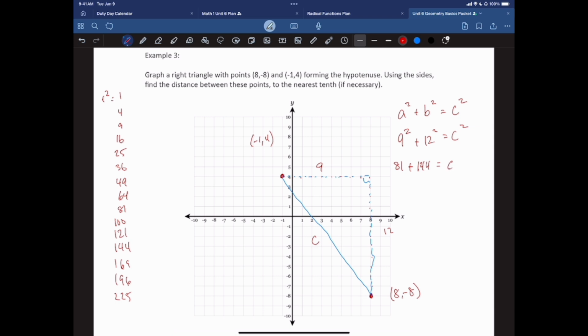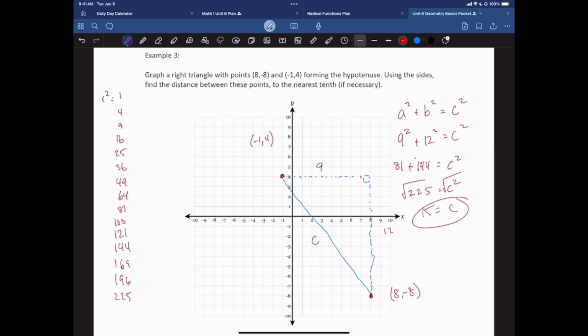Okay, so we have c squared. I'm going to add these two together. So we have 1 plus 4 is 5. 4 plus 8 is going to be 12. Carry that 1. So we have 225. And because I know I have up to 15 memorized, the square root of 225 is just 15. Right? That's one way to do it.